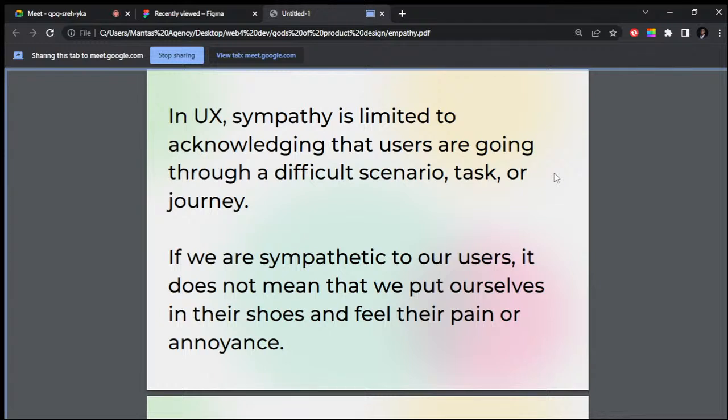In UX, sympathy is limited to acknowledging that users are going through difficult scenarios, tasks, or journeys. You understand? If we are sympathetic with our users, it does not mean that we'll put ourselves in their shoes and feel their pain or annoyance. You just acknowledge that these people are going through something, but the truth is that is where it stops. You are not moved to think out how to actually end this suffering or this pain or this frustration that this user is going through, right?